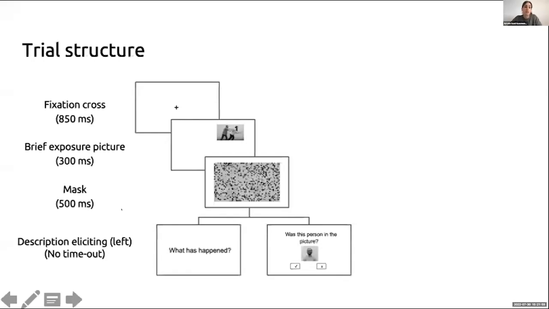This is what the trial structure looked like in our experiment. So first, participants would see a fixation cross, and then they would see the brief exposure picture. So they would see an event picture for only 300 milliseconds. And we chose this 300 milliseconds time frame specifically because we wanted to tap into the event apprehension processes at the earliest time frame of visual attention. And the event picture could appear in one of the four corners of the screen. After that, participants would see a mask, and after the mask, they would have to perform a task.